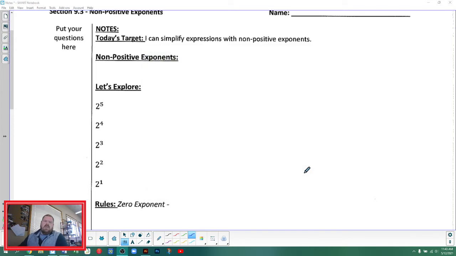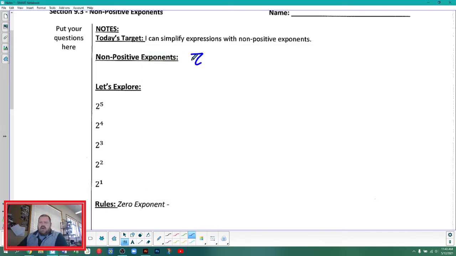Non-positive means 0 and negative. Okay, that's specifically what non-positive means.